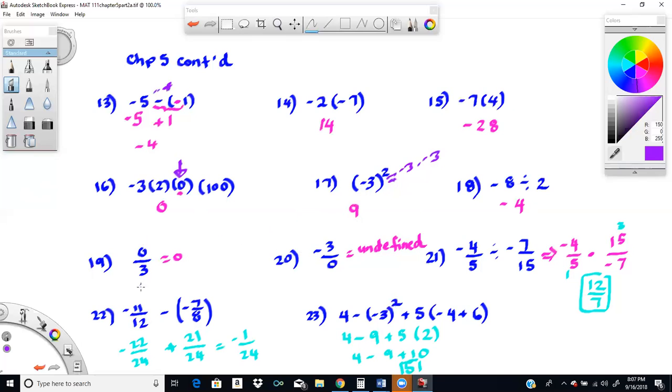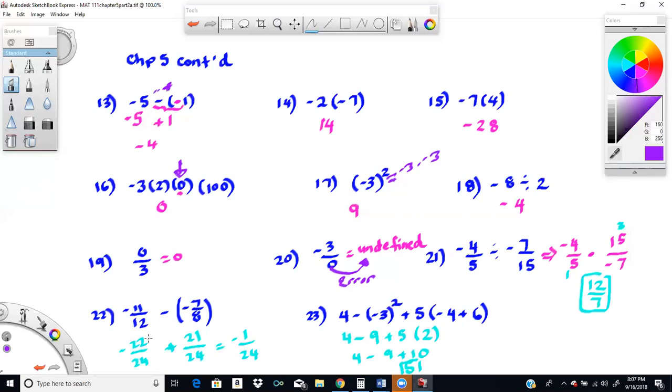0 divided by 3 is 0. So when you have 0 on top and a non-zero at the bottom, that's 0. However, when you have a non-zero number at the top, like -3, and 0 in your denominator, you can't have 0 in your denominator. It makes it undefined. If you put -3 divided by 0 in your calculator, it'll say error. So it's undefined.